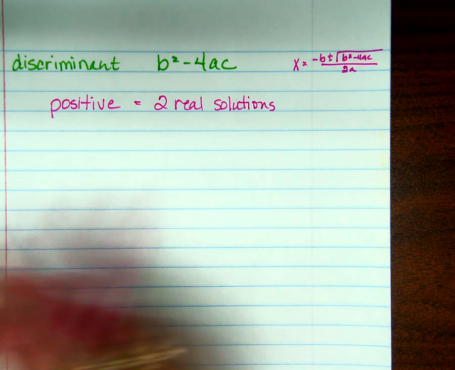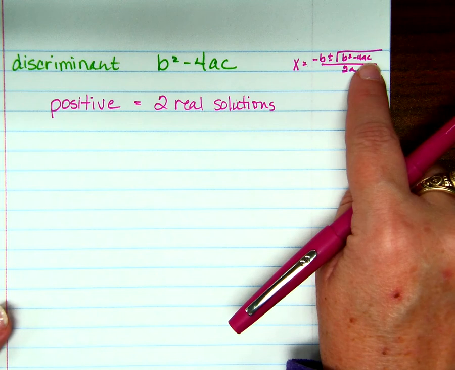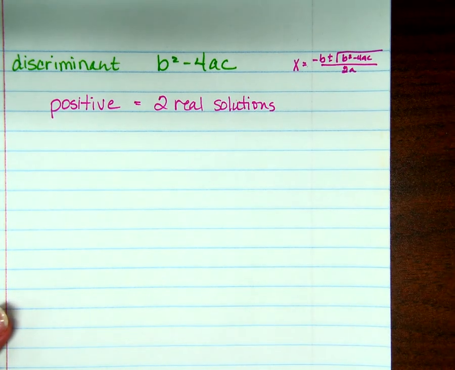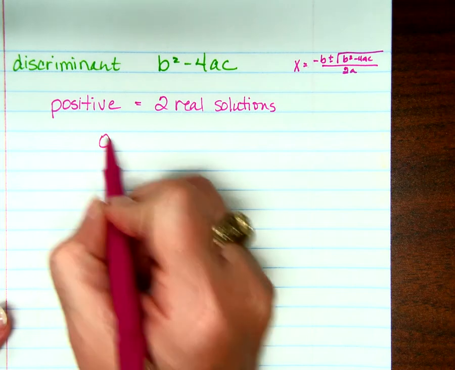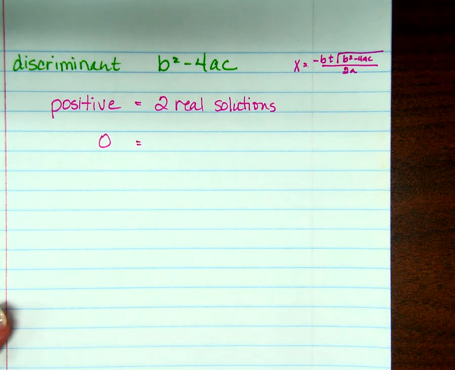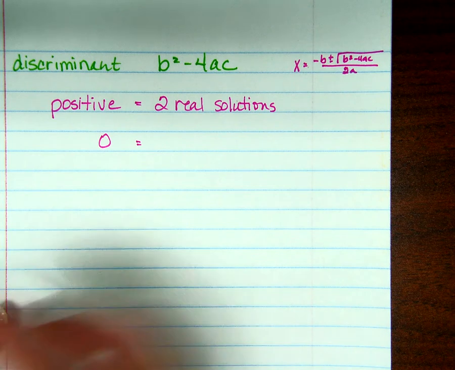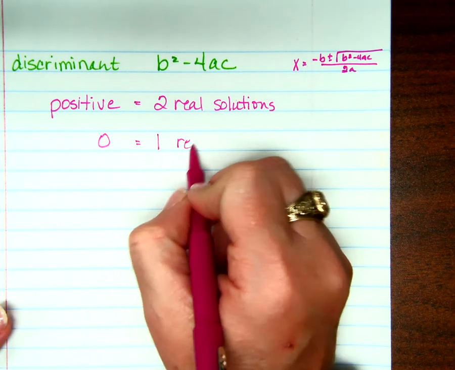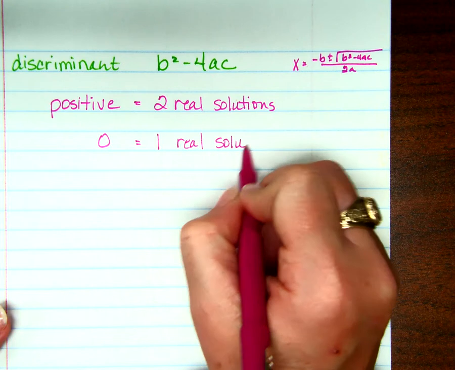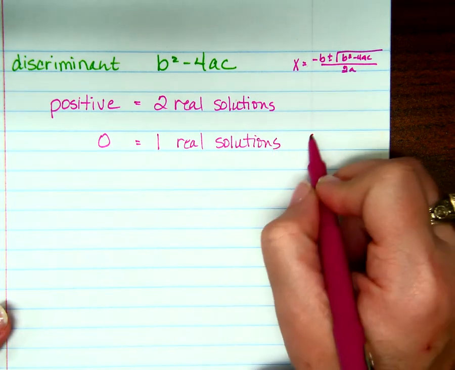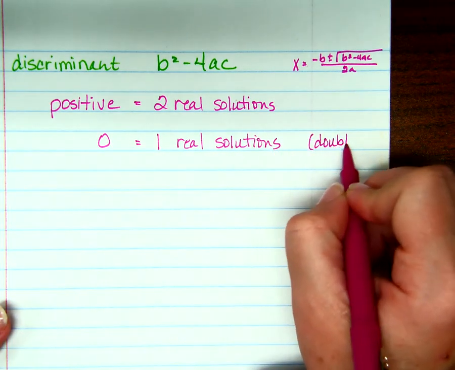What's another possibility that b squared minus 4ac could be? Oh, we'll do that one in a second. What's the other possibility? It could be 0. Okay? What if it's 0? 1 real solution, right? Remember this one's called a double root? You remember that?